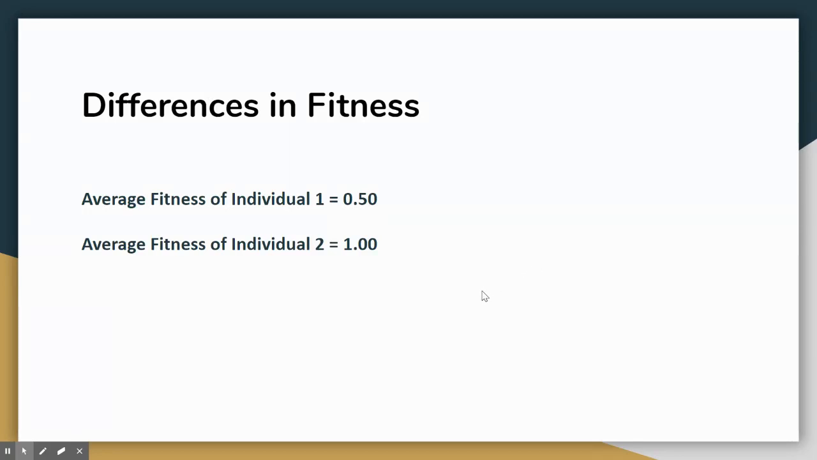Now let's look at the difference in these two individuals, and as you can see, the average fitness for individual 2 is higher than individual 1 due to the fact that only half of his gametes were survivable, and of individual 2, all 4 were survivable.